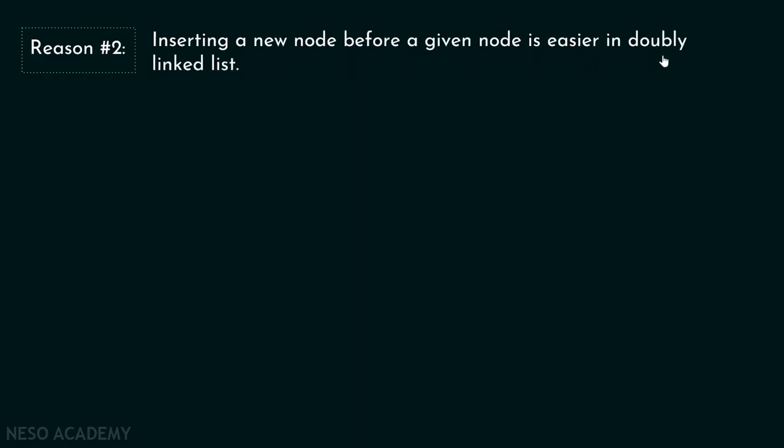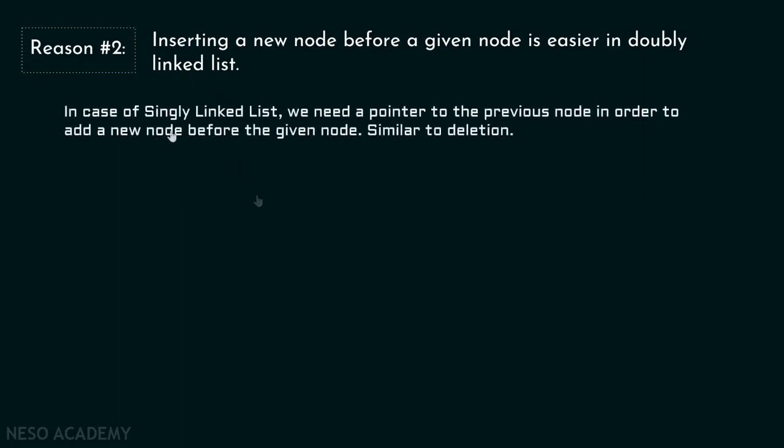Now let's consider reason number 2. Inserting a new node before a given node is easier in a doubly linked list. Let me tell you that if we want to insert a new node before a given node, then it is easier in case of a doubly linked list. This is similar to deleting a node in a doubly linked list. In case of a singly linked list, we need a pointer to the previous node in order to add a new node before the given node. This is similar to deletion, right?